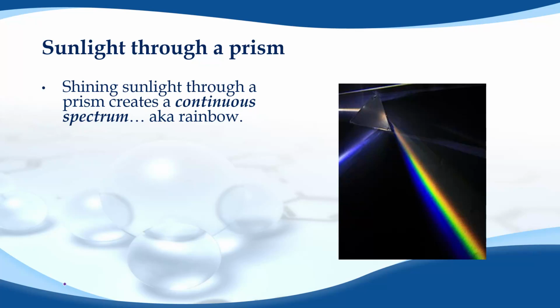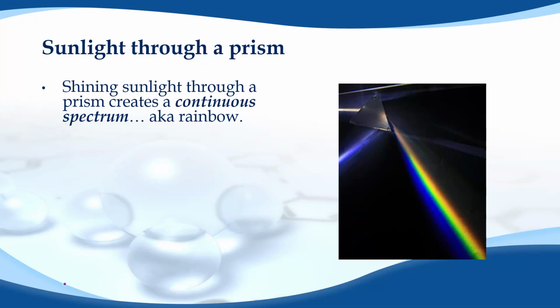It separates the light into its individual component colors, and you have your ROY G. BIV. This rainbow is what we call a continuous spectrum. The reason why is that all the colors bleed into each other, so there are no empty spaces. It's just continuous, one color to the next, to the next. So this is what happens with regular sunlight, or what we call white light, when you shine it through a prism.